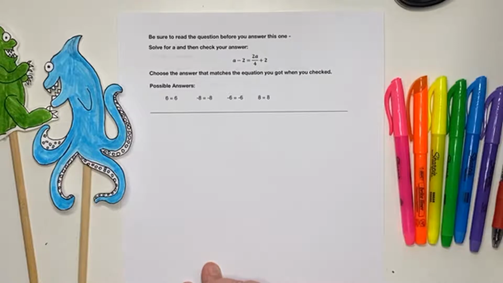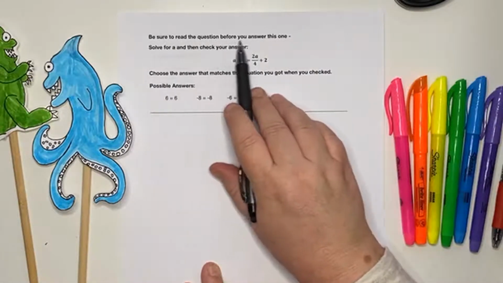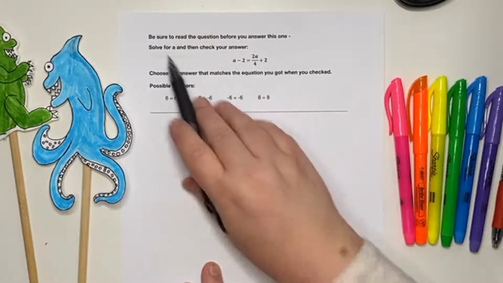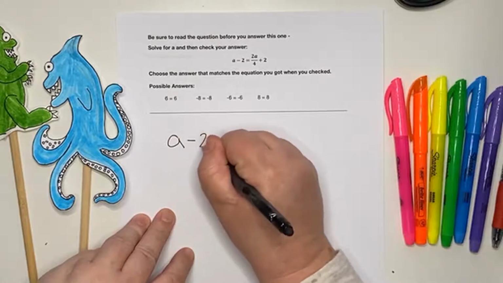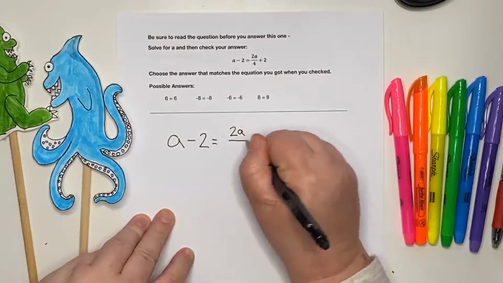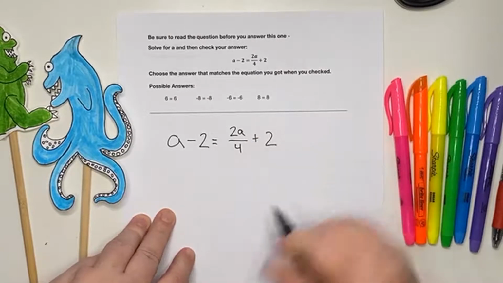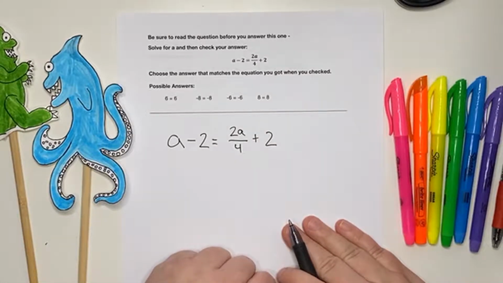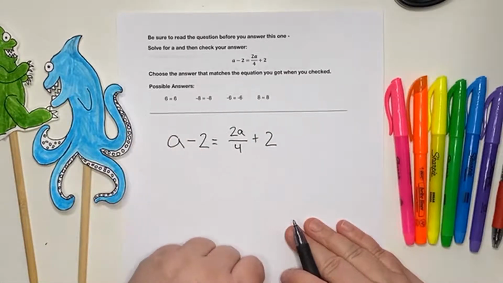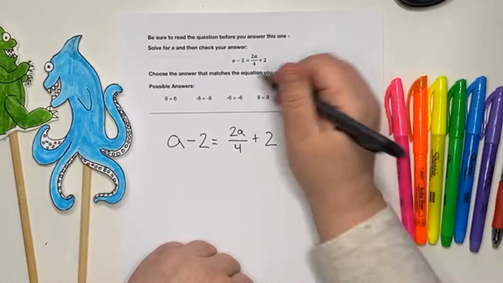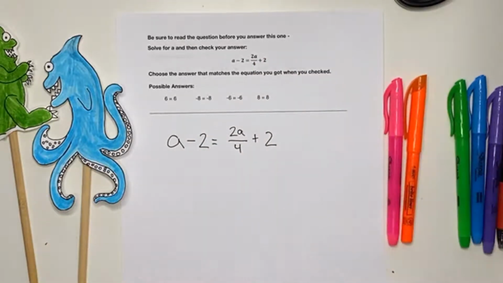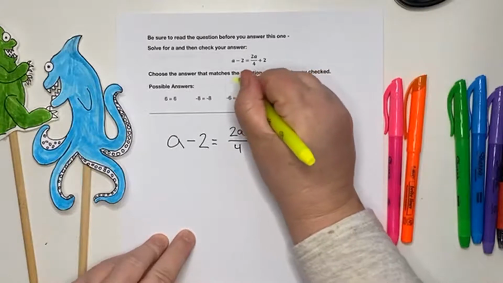So I have not given you the answers. Notice what I've given you. And I said, be sure to read the question before you answer this one. Solve for A and then check your answers. So my problem is A minus 2 equals 2A over 4 plus 2. Obviously, I had 2's in mind. I think this is a very pretty problem, with the exception of fractions, not everyone's favorite. So then I said, choose the answer that matches the equation. Let me put this in yellow. The equation you got when you checked.